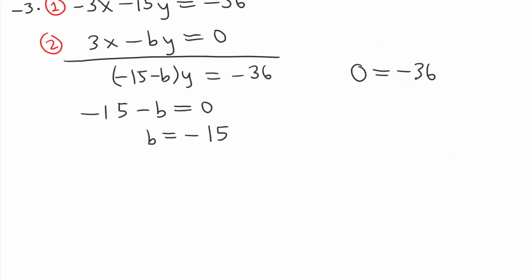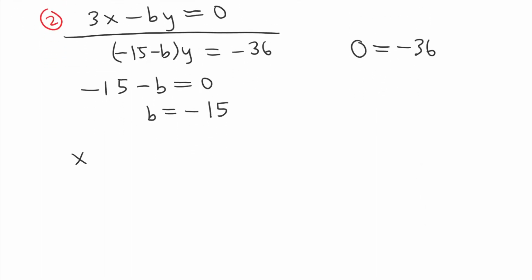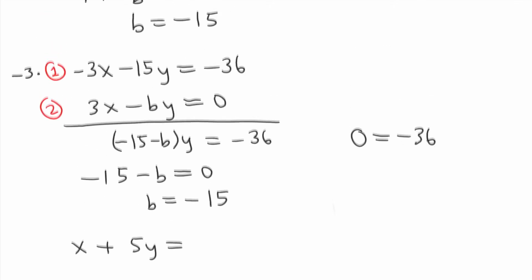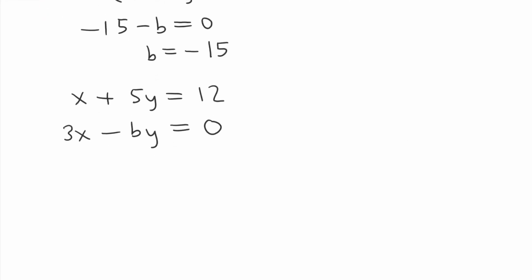So that's pretty much it. But let's go a little bit further here. Let's take x plus 5y, here's our original equation, is equal to 12, right? And the other equation, which is 3x minus b times y, is equal to 0. Let's say I want to eliminate y, which we can also do, and it will also work. What would we have to do?